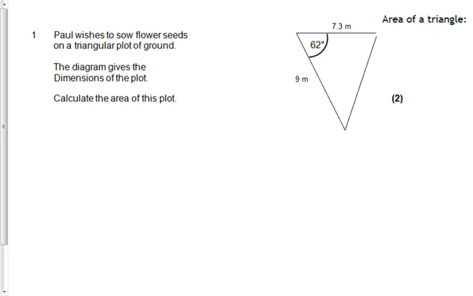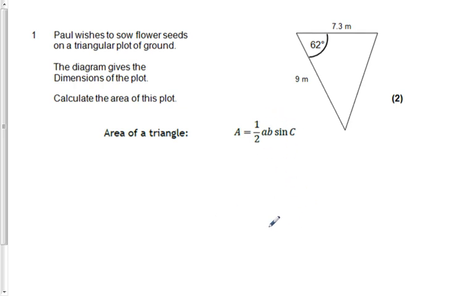So let's jump straight into question 1. Now, question 1 says that Paul wishes to sow flower seeds in a triangular plot of ground. The diagram gives the dimensions of the plot. Calculate the area of this plot. Well, area of a triangle, pull the formula straight from our formula list. It says that A is equal to 1/2 ab sine C.